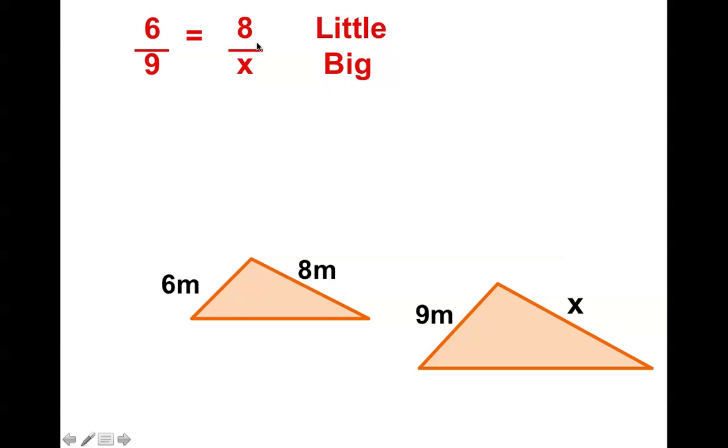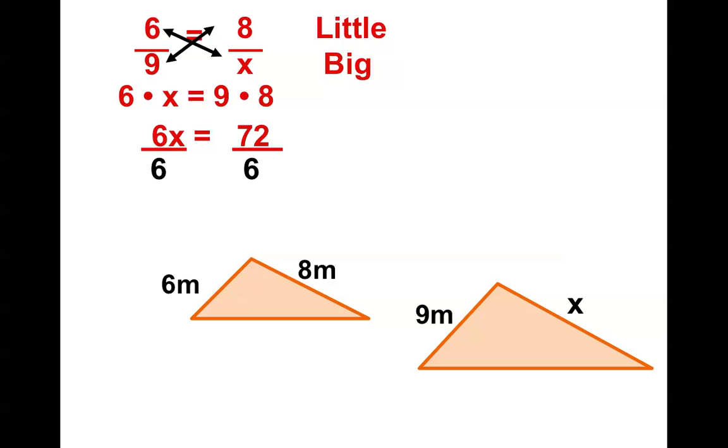How do I solve this? Same way you learned last year. Cross multiply. I end up getting 6x equals 72. Divide by 6, divide by 6. Our one-step algebra coming back to help us out. And we get the answer x equals 12.